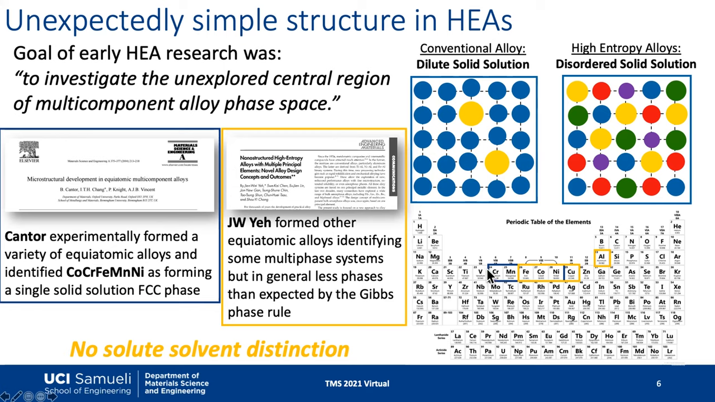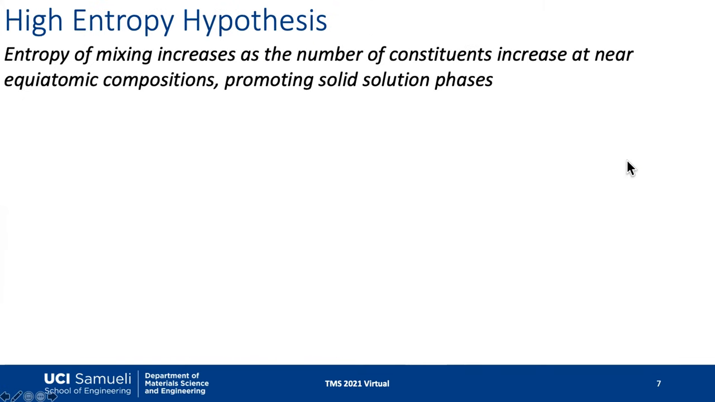The thing to take away here is that in these HEAs, in these alloy systems, there's no solute-solvent distinction. In the conventional alloys that we have been using for years, you have a dilute solid solution where you have these two atoms, either substitutional in this case or interstitial. Whereas in the high entropy alloys, you have a completely disordered solid solution where the probability of any atom to be on a lattice site is the same. So that is the major distinction.